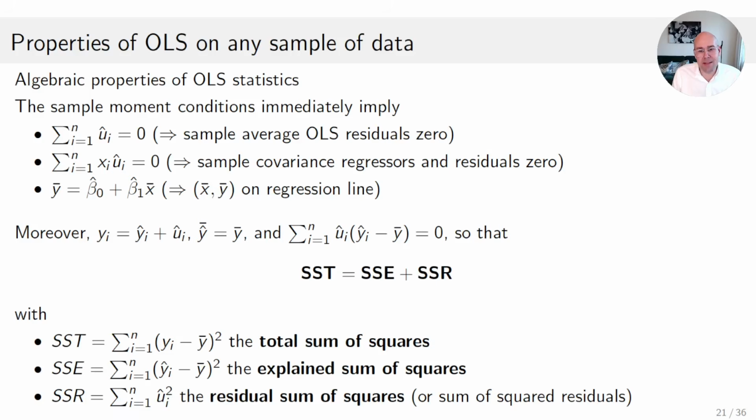So it's basically saying that I can decompose the total variation in my data in the y into a part that is explained by variation in x through that model that I'm estimating here with these two coefficients, and variation in residuals that is not explained.